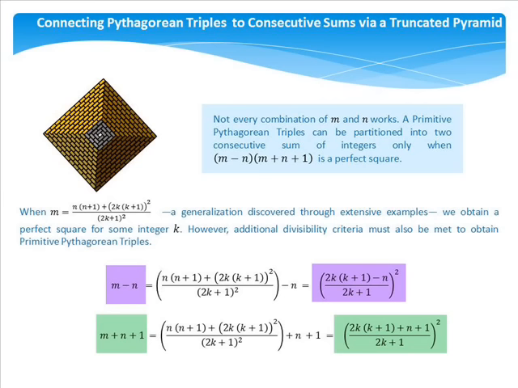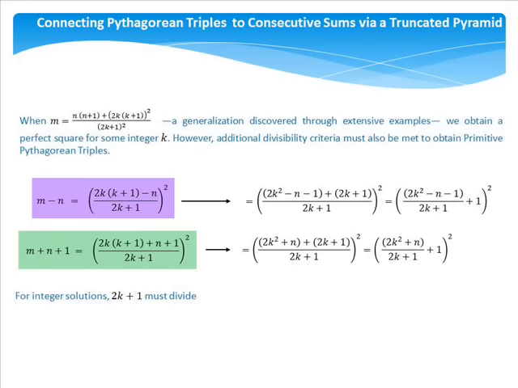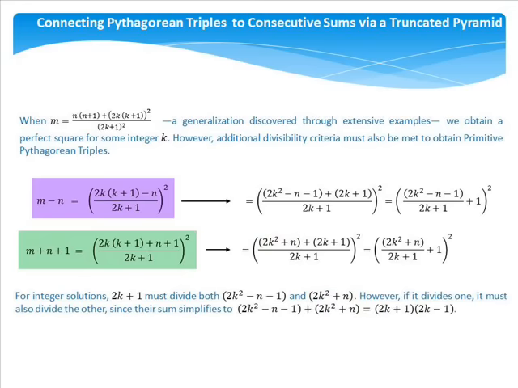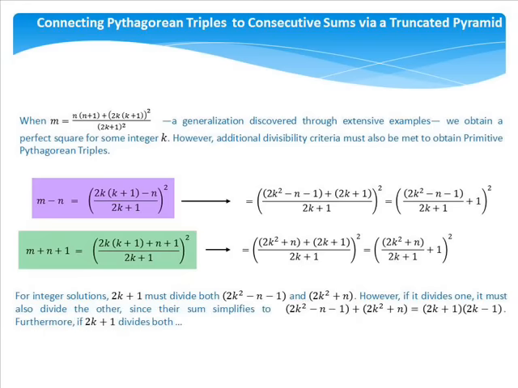However, additional divisibility criteria must also be met to obtain primitive Pythagorean triples. For integer solutions, 2k plus 1 must divide both 2k squared minus n minus 1 and 2k squared plus n. However, if it divides one, it must also divide the other, since the sum simplifies to 2k plus 1 times 2k minus 1. Furthermore, if 2k plus 1 divides both, then it also divides the difference, which equals 2n plus 1.